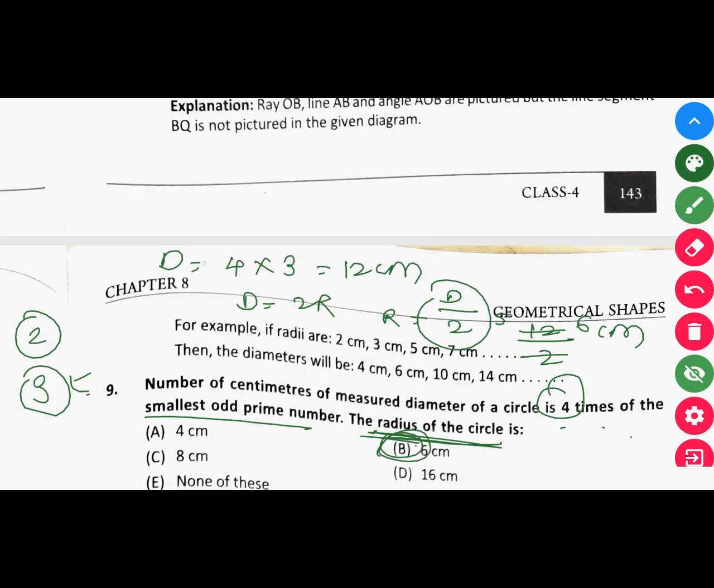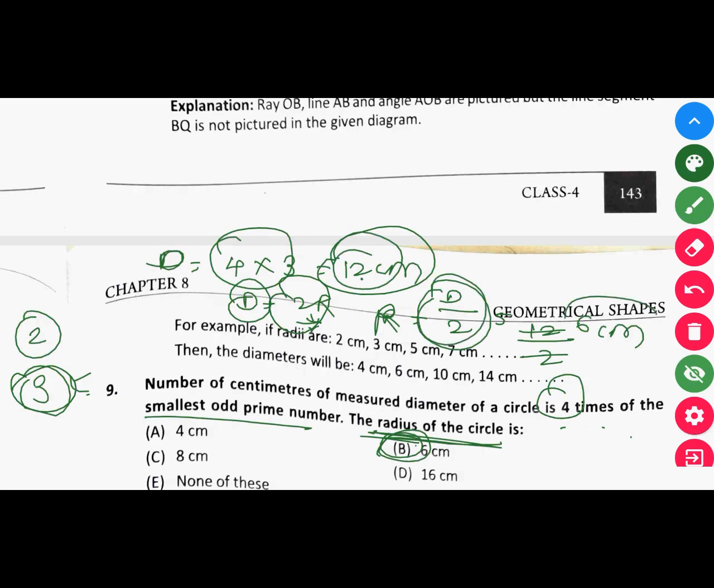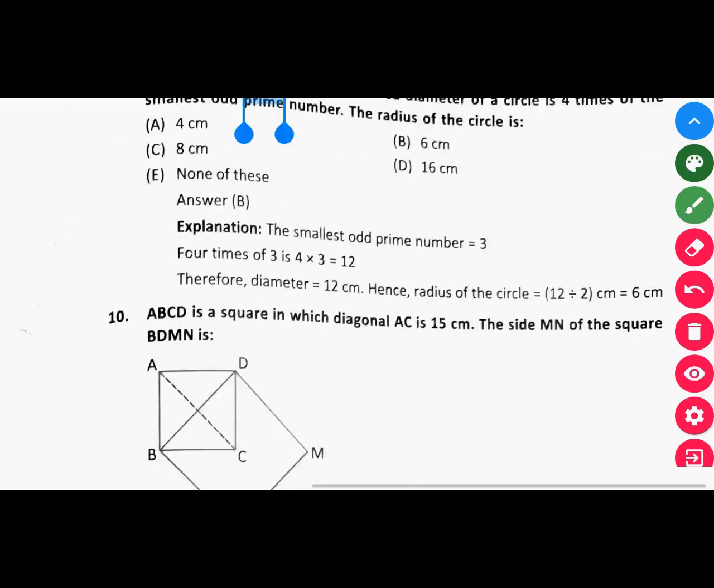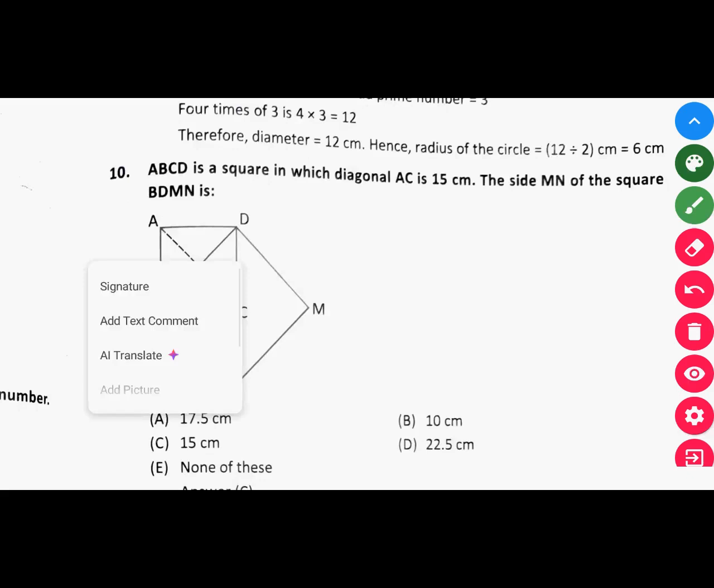I will explain you again. See, smallest odd prime number is 3. Diameter is 4 times that 3. So diameter is 12 centimeter. Radius is always half of the diameter, or diameter is always twice the radius. So to find the radius, we divide the diameter by 2. So we get answer 6. So our radius of the circle is 6 centimeter. Now the next one.